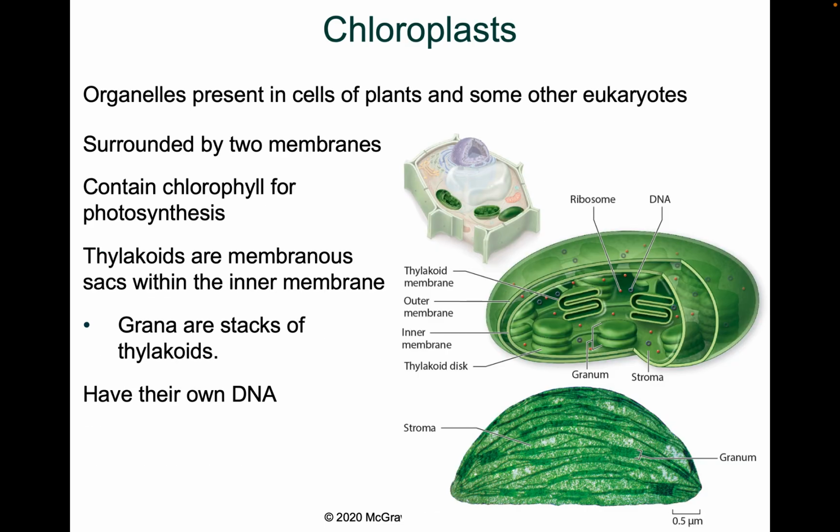One other very important organelle that exists in eukaryotes is chloroplasts. Chloroplasts are basically found.